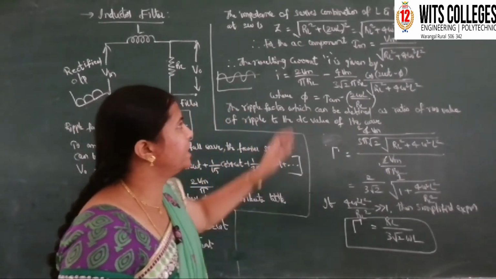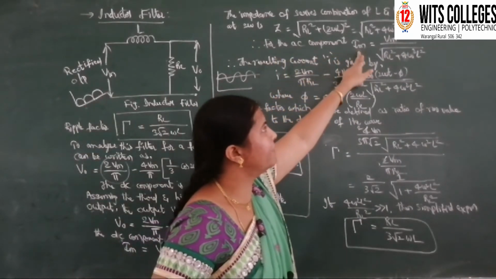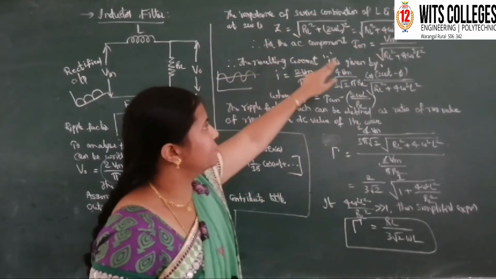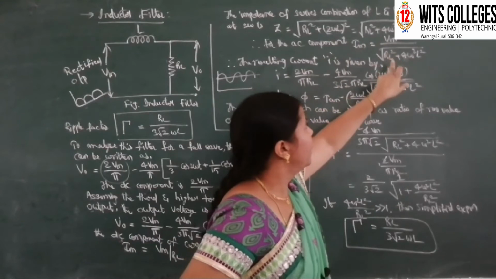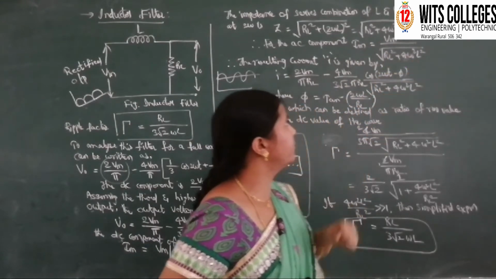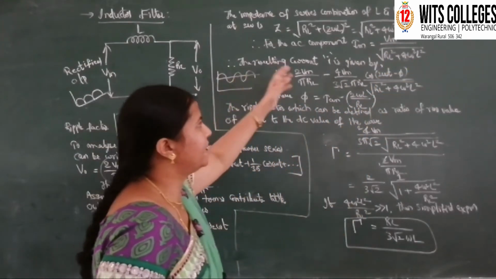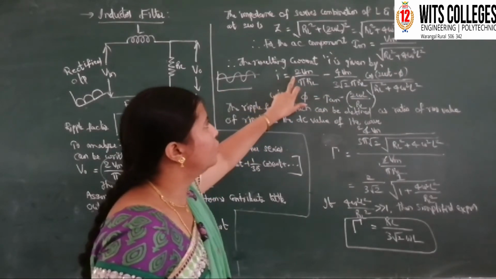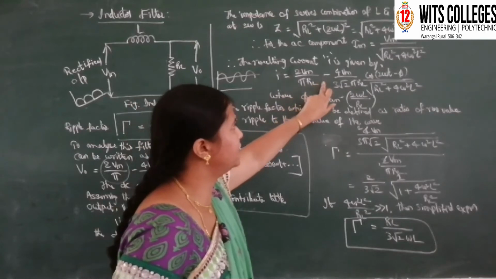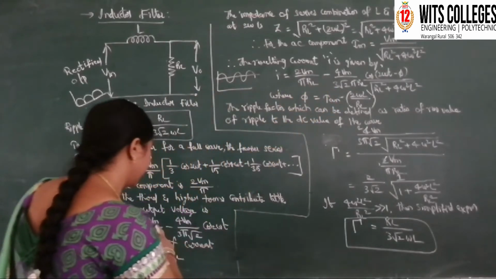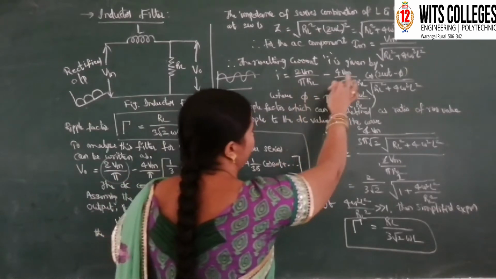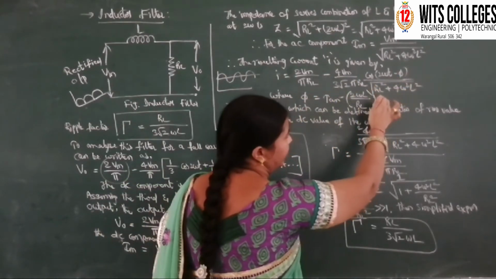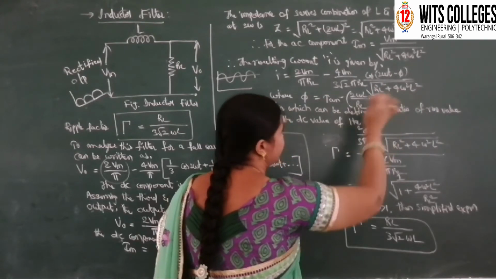For the AC component, the current Im equal to what? Here it is Vm by impedance, and the impedance value is under root RL square plus 4 omega square L square. So the resulting current I can be given by I equal to 2Vm by pi RL minus 4Vm by 3 pi RL cos 2 omega t by under root RL square plus 4 omega square L square.